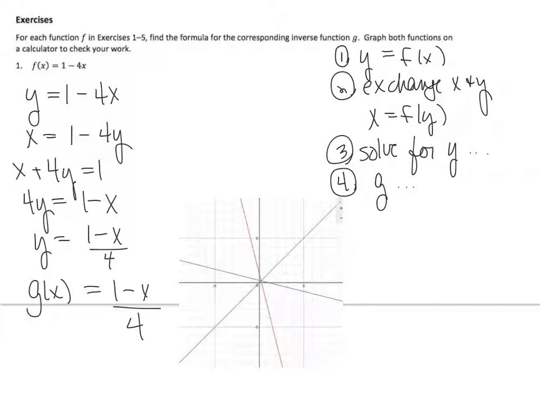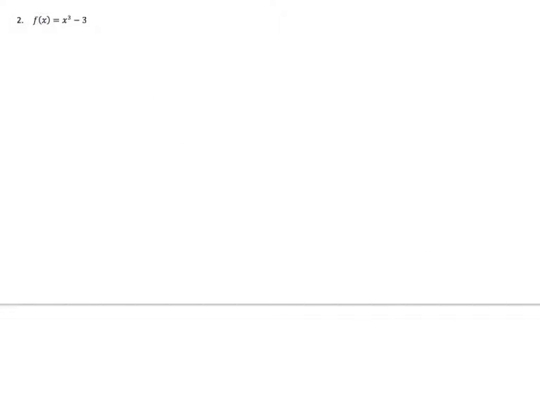So if you can see this, my original equation y equals 1 minus 4x is right there in red. My equation g equals 1 minus x over 4 is right there in blue, and then the equation y equals x, which is my reflection line, is right here in green. So it is a reflection. Pretty cool.